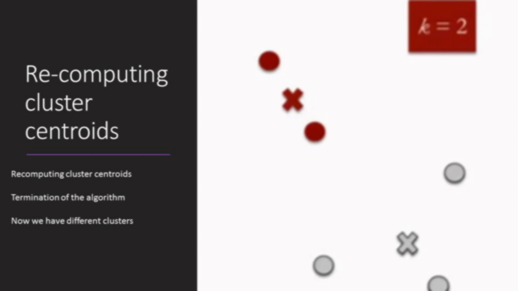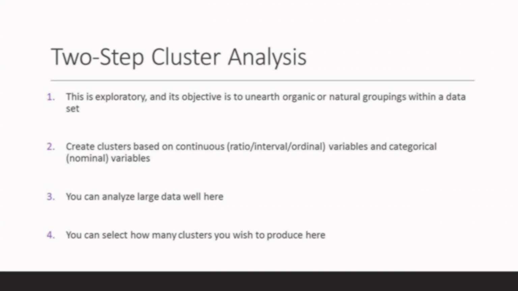Let's keep going. 2-step cluster analysis. I really do like these. It's a really, really great way to produce clusters. It also helps that it considers clusters based on categorical and continuous variables. So it's exploratory. Its objective is to unearth organic or natural groupings within a data set. So it's exploratory. That means it doesn't have any preconceived notions. There's no standards or parameters placed here.